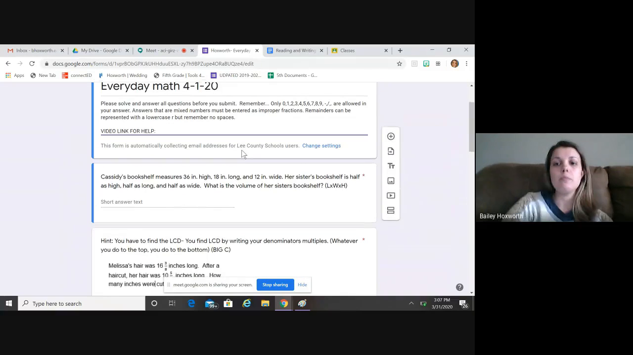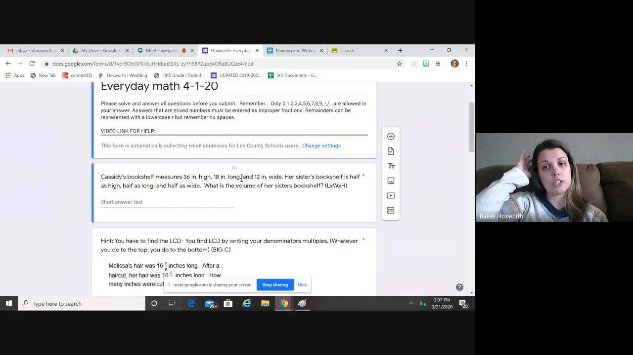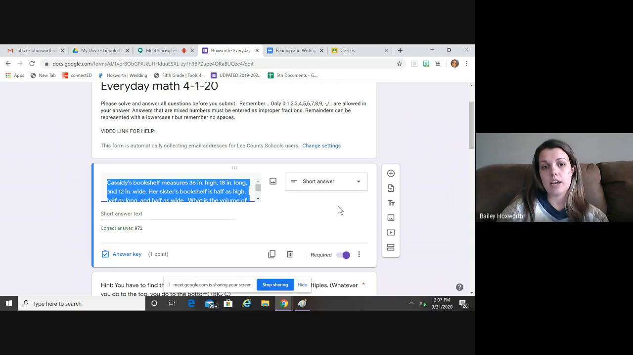Okay. Cassie's bookshelf measures 36 inches high, 18 inches long, and 12 inches wide. Her sister's bookshelf is half as high, half as long, and half as wide. What is the volume of her sister's bookshelf? And so I put your little hint in here, length times width times height.